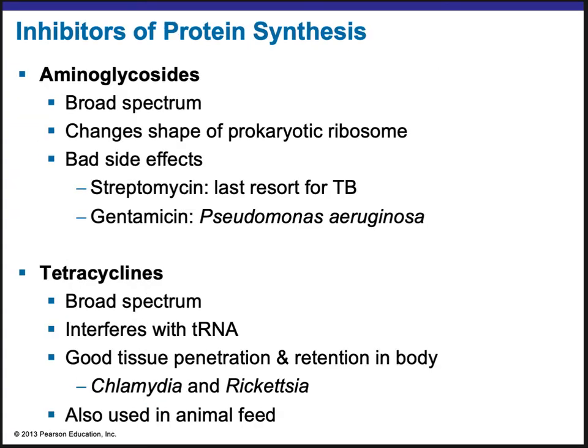Now we have another class of antibiotics called inhibitors of protein synthesis. We have the aminoglycosides, which are broad spectrum, but they have some really nasty side effects, so they're really not used often. They are reserved as a last resort when there's nothing else you can use, such as streptomycin for tuberculosis or gentamicin for Pseudomonas aeruginosa. And remember, Pseudomonas aeruginosa is particularly challenging because it has that rapid efflux pump. So there are not very many drugs that work against Pseudomonas aeruginosa.